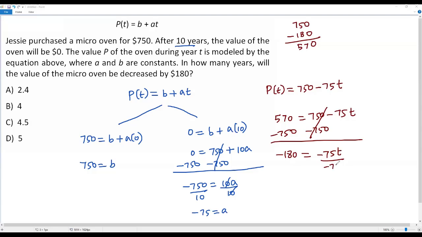Let me divide both sides by negative 75 to solve for t. So the negative 75 and negative 75 will cancel. The negative will become positive. When I divide 180 by 75, I am getting 2.4. On the right side, I am getting t. That is, it will take 2.4 years for the value of the microwave oven to decrease by $180. We find this 2.4 in answer choice A. The correct answer choice for this question is A.